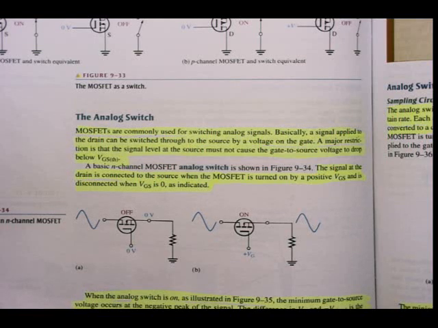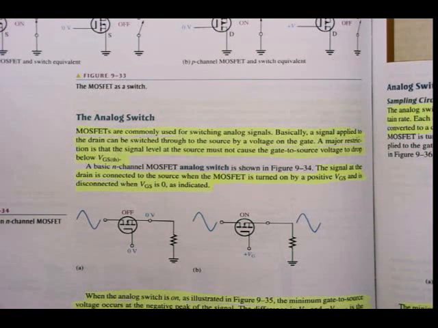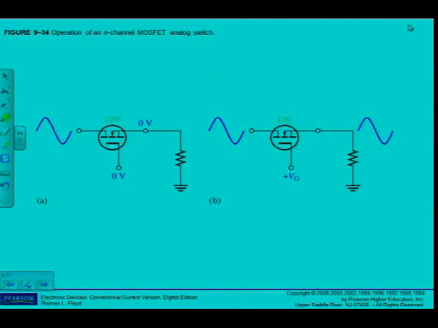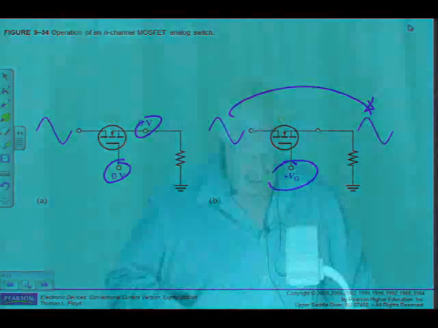All right, in figure 9.35 a basic N-channel MOSFET analog switch is shown. The signal at the drain connects to the source when the MOSFET is turned on by a positive VGS and disconnected when VGS is 0 as indicated. You can see there. When it is 0, you can see my input signal is not passed through, but of course when I have a positive voltage, and as long as this voltage is higher than the threshold voltage VGS, my signal gets passed through this device. Acts like an analog switch.